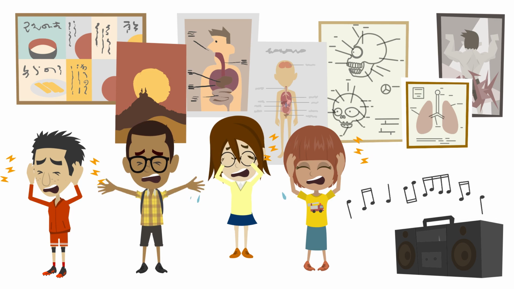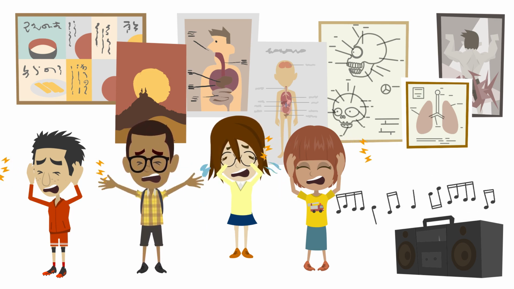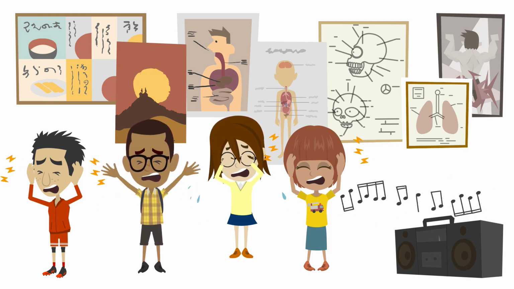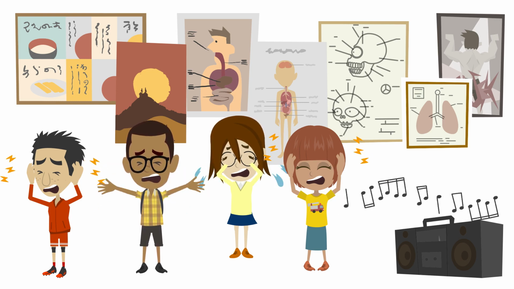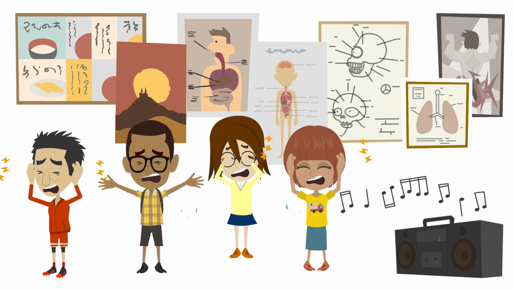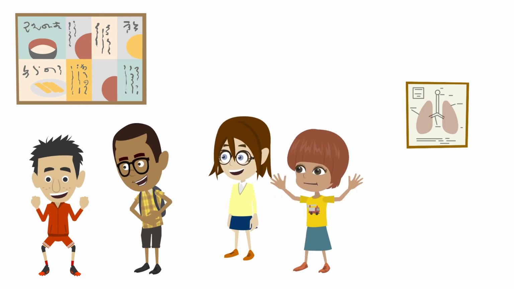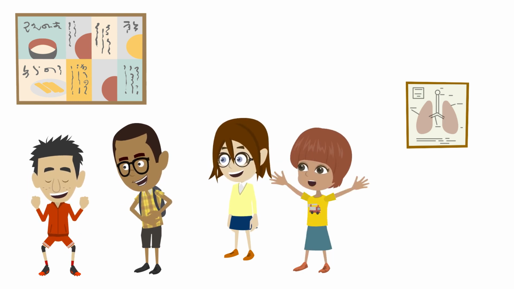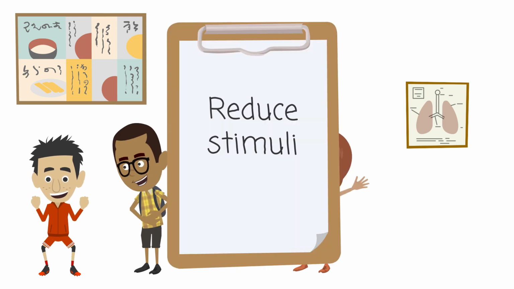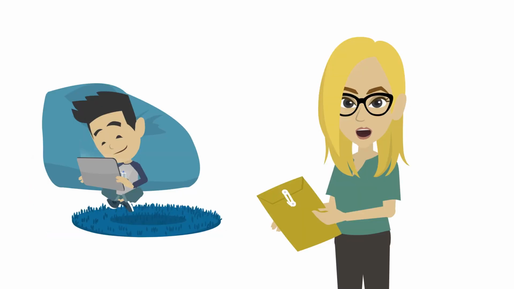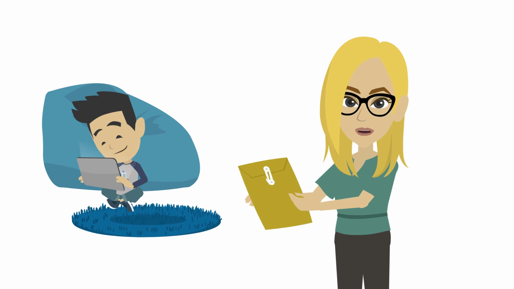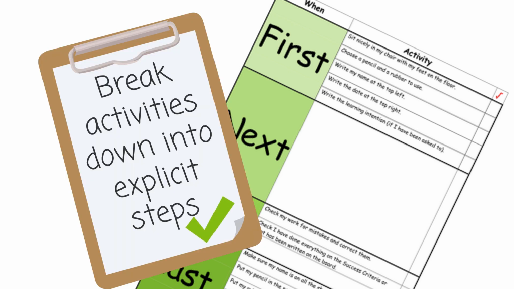Many autistic students have difficulty processing sensory information. Noise and visual stimuli can be distracting, resulting in frustration. Minimise background noise and visual stimuli, including wall and display hangings. Consider allowing the students to use headphones or earmuffs if they are still overwhelmed. Provide a quiet space where your students can retreat to if things just become a little bit too overwhelming for them. Break activities down into explicit steps.